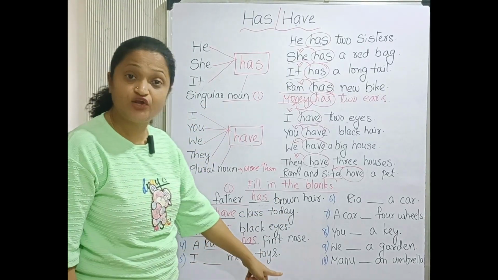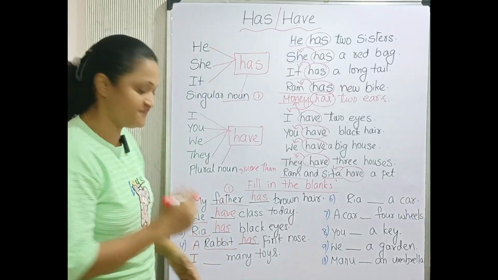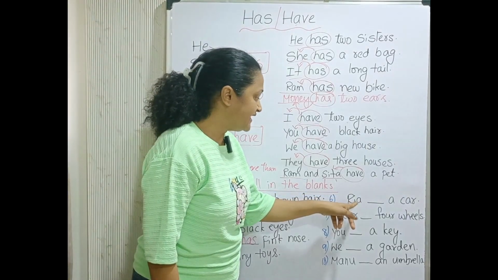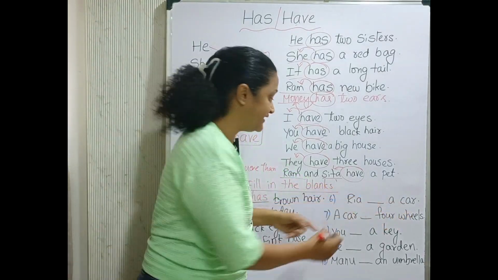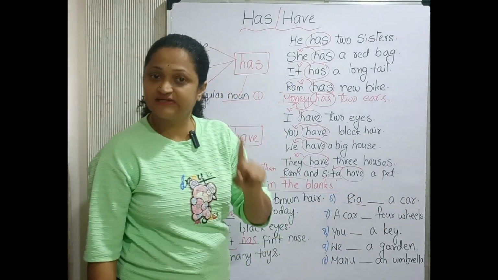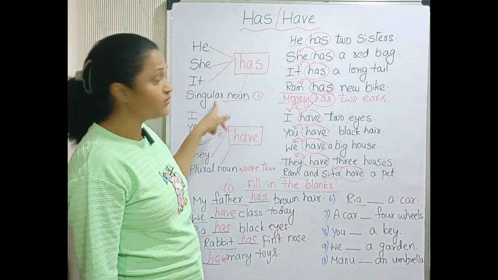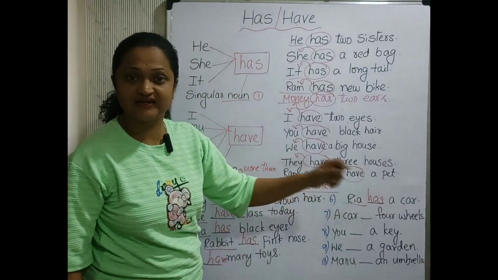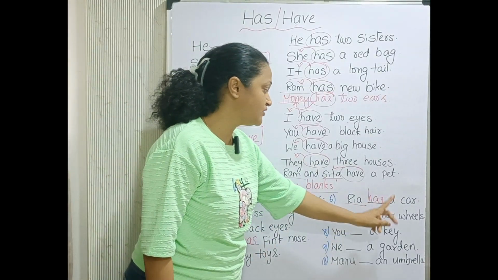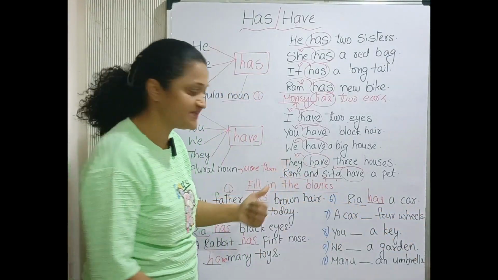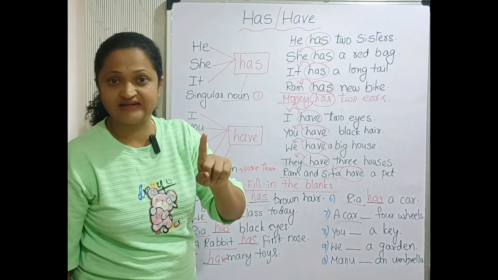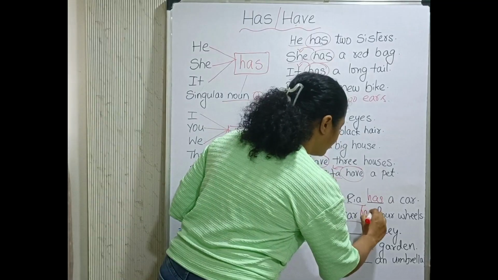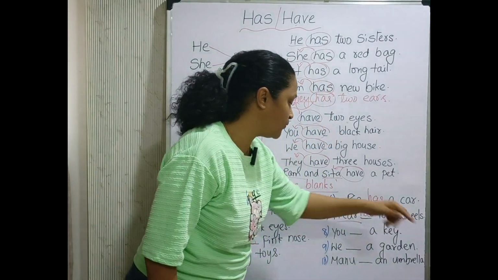I dash many toys. I have many toys. Riya dash a car. Riya is one girl. So, it's a singular noun and has is used with a singular noun. Riya has a car. A car dash four wheels. How many cars are there? There is only one car. It's a singular noun. Has is used with singular noun. A car has four wheels.